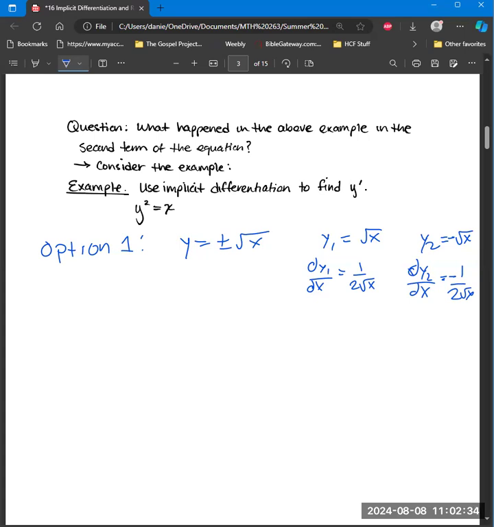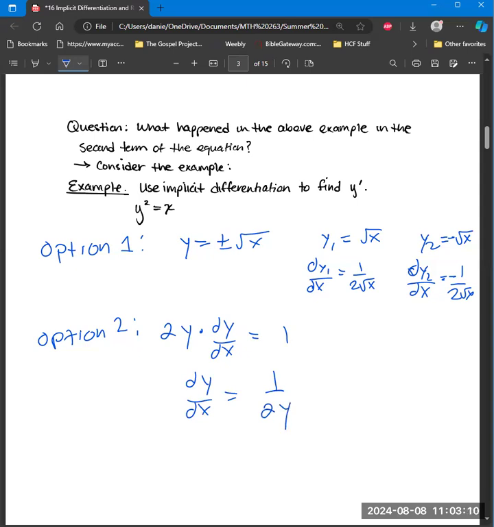Or option 2 is to differentiate implicitly, and I like that better in this case. So differentiate the left-hand side with respect to x. First we're going to differentiate with respect to y, and then we're going to differentiate y with respect to x. We only need to differentiate with respect to x on the right-hand side, but now I'm going to solve for dy dx. That's going to be 1 over 2y.